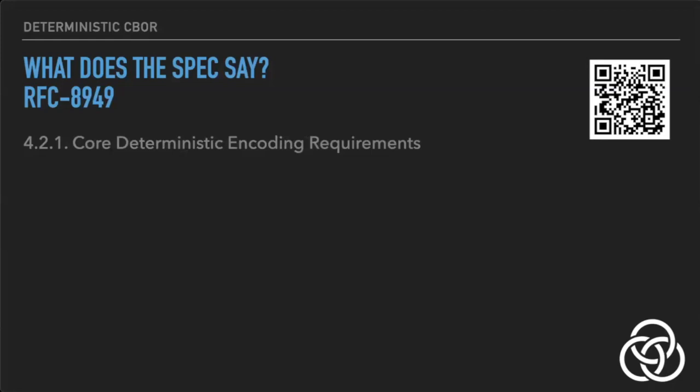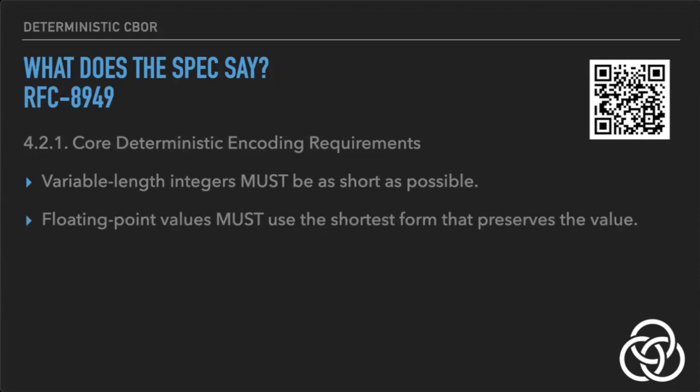Section 4.2.1, core deterministic encoding requirements. So variable length integers must be as short as possible. So integers in CBOR can be up to 64 bits, but if it only takes you 1 byte to encode it, you use 1 byte. You must, or it's badly formed. Floating point values must use the shortest form that preserves the value. There's actually 3 sizes of floating point values: 16, 32, and 64 bits that CBOR supports.